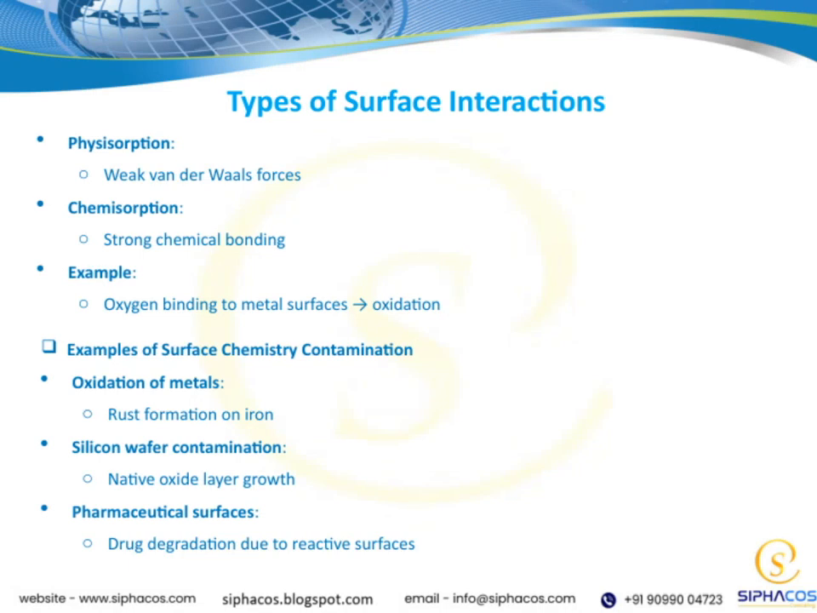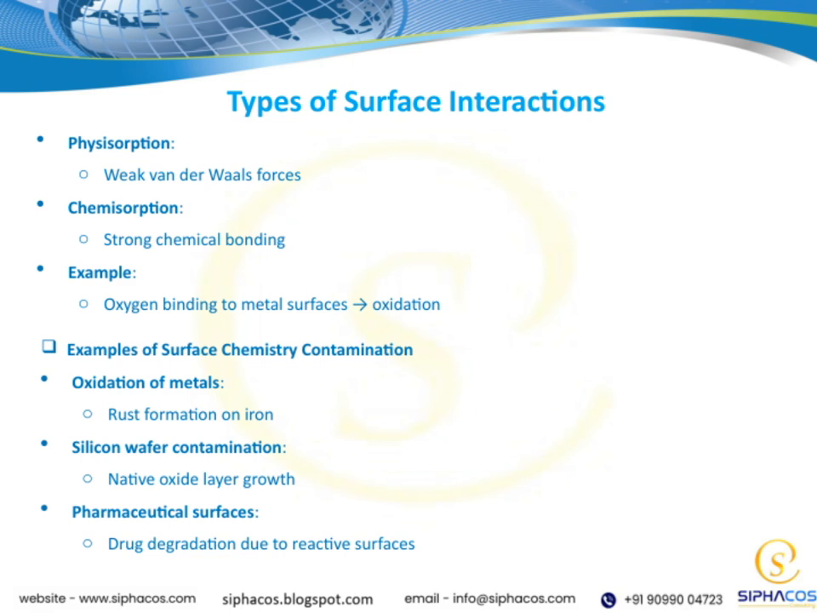Let's explore some examples of surface chemistry contamination. First, oxidation of metals is a common issue, where rust forms on iron surfaces, leading to deterioration. Moving on, in the context of silicon wafers, contamination often involves native oxide layer growth, which can impact their performance in electronic devices. In the pharmaceutical world, surfaces can cause drug degradation because of reactive surface interactions, which is a significant concern for product stability.